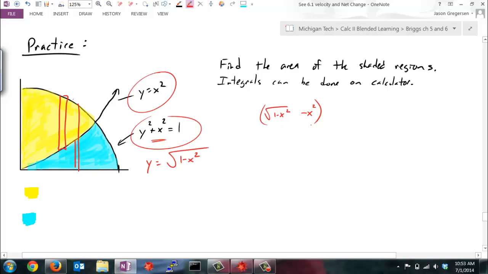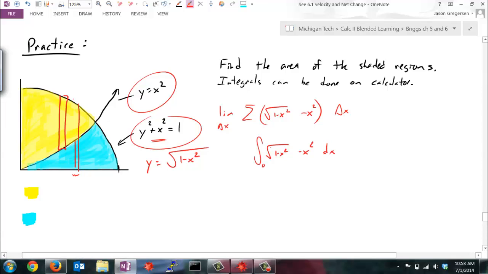Now what's the thickness of this? Well, it's this little tiny change of x value, so it would be the delta x. That should give me the area of that rectangle. Now I want to add them all up. I want to make it exact by taking a limit. Hooray! It's the integral of the square root of 1 minus x squared, minus x squared, dx. Now the hard part. From where to where?